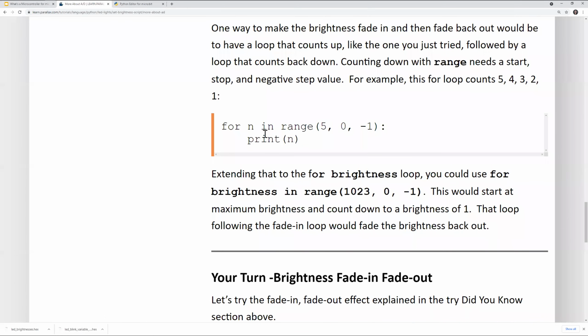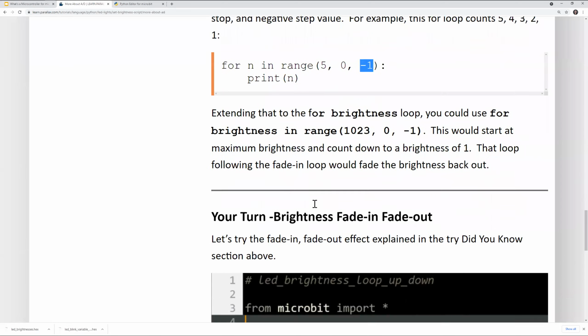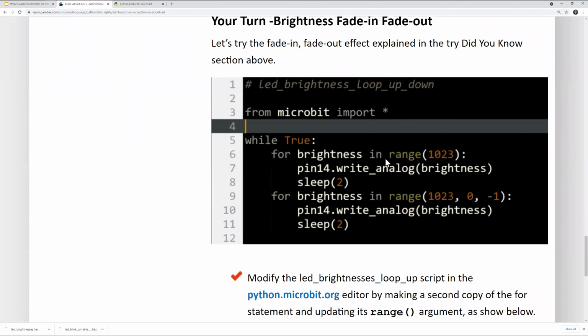So for example, this is a test to say, hey, I'm trying to count from 5 to 0 in steps of -1. Does that really work? You can run this little piece of code and see if it works or not. And then after that, you can say, okay, well, let's do for brightness in range and go up to 1023 and then down to 0.